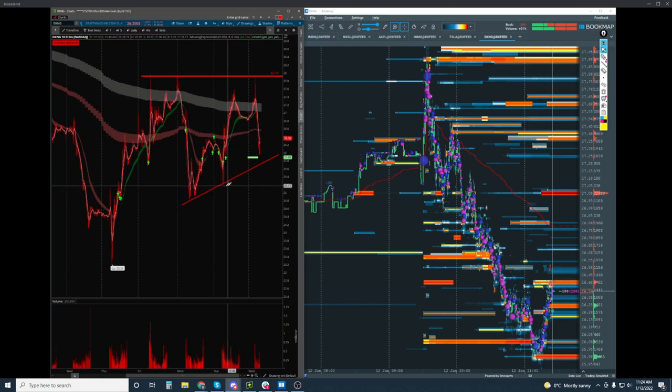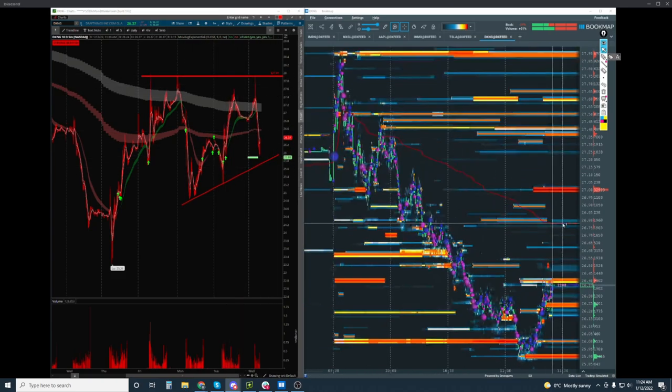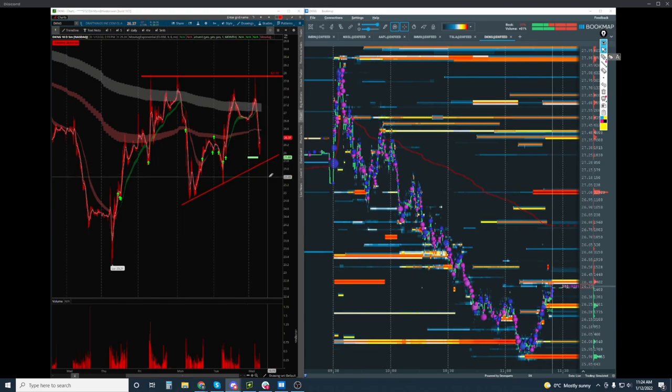we don't fail this 25.20 area over here, I'm not looking to enter on DKNG. The reason why is because we are inside this trading range. Okay, so I'm looking for the fail over here, 25.30, 25.20, 25 this area over here, in order to start trading this short.